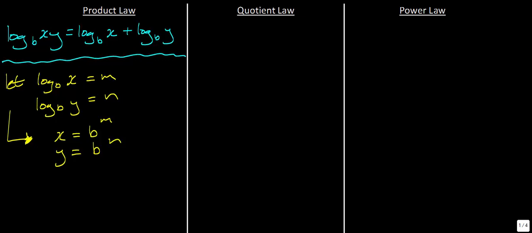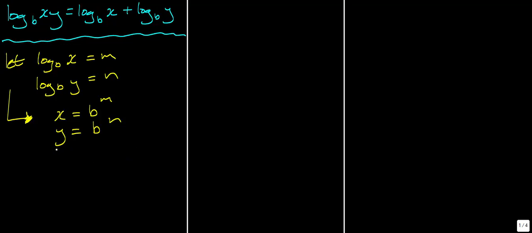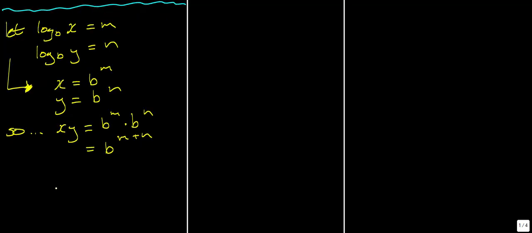Okay, so if we continue down here, now that we know that, I know that if you take x and you multiply by y, so xy, it must be the same thing as b to the m times b to the n, like so. And if you remember your exponent laws, if we have the same base, then we just add the exponents. So we have b to the power of m plus n, like so. Okay, so now that we have that x times y is equal to b to the power of m plus n, I'm going to put this back in terms of a logarithm.